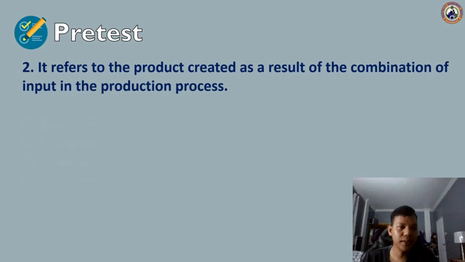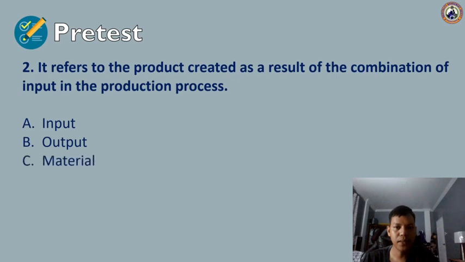Question number 2: it refers to the product created as a result of the combination of input in the production process. A. Input, B. Output, C. Material, or D. None of the above. Answer for question number 2 is A, Input.